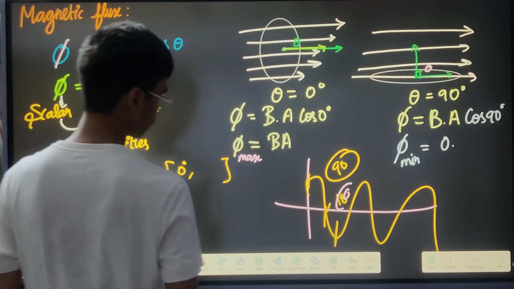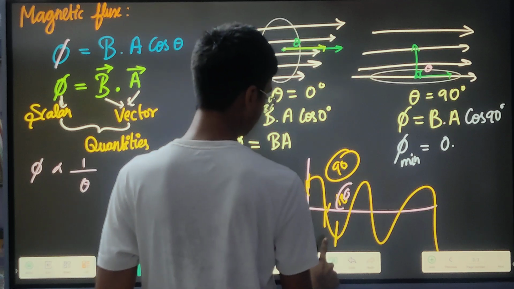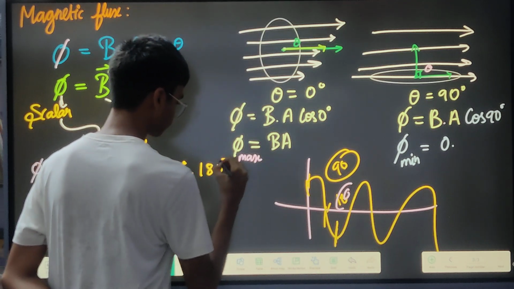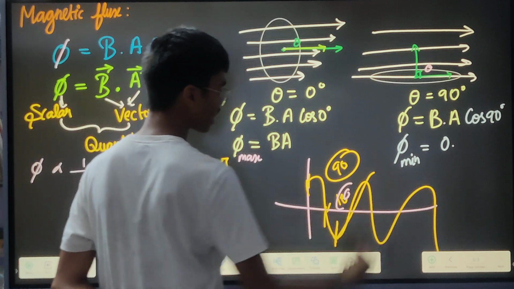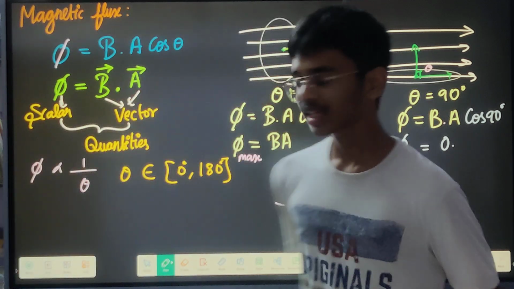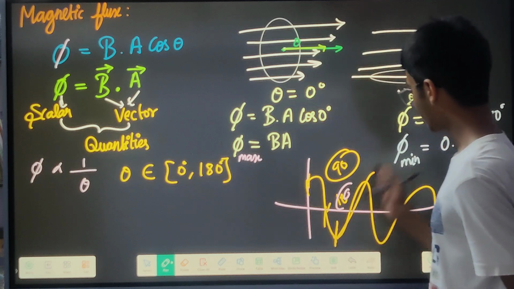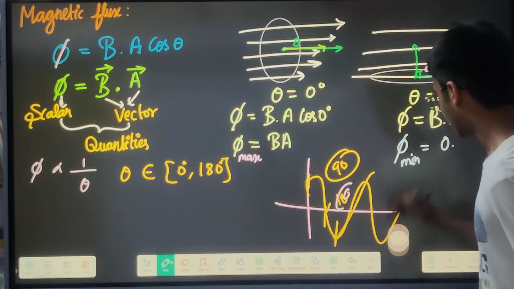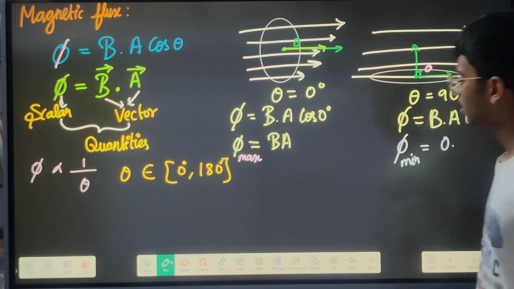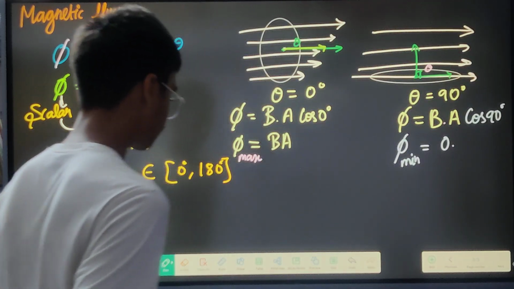Wait a second. 0, then 90, then again 180, yeah, this is 180. But from here it starts to increase. Okay, but from here it starts to do what? It starts to increase. So I cannot give that. So that is why the domain is 0 to 180 degrees. Okay, so this is the first part.